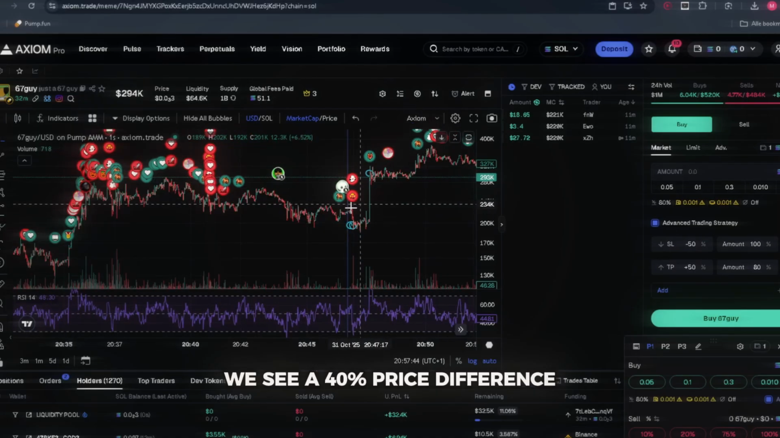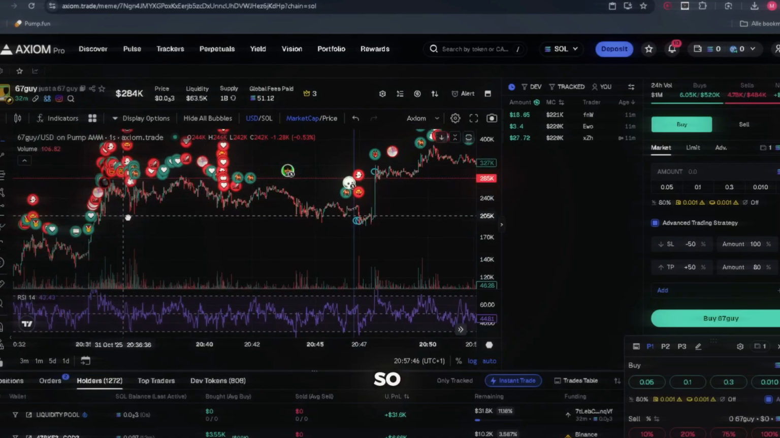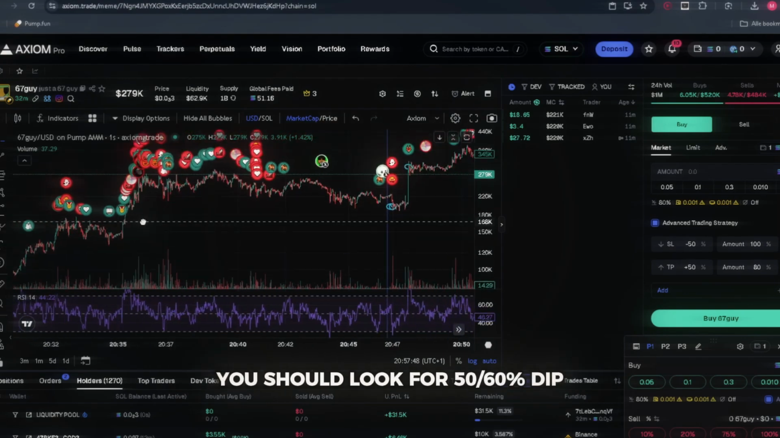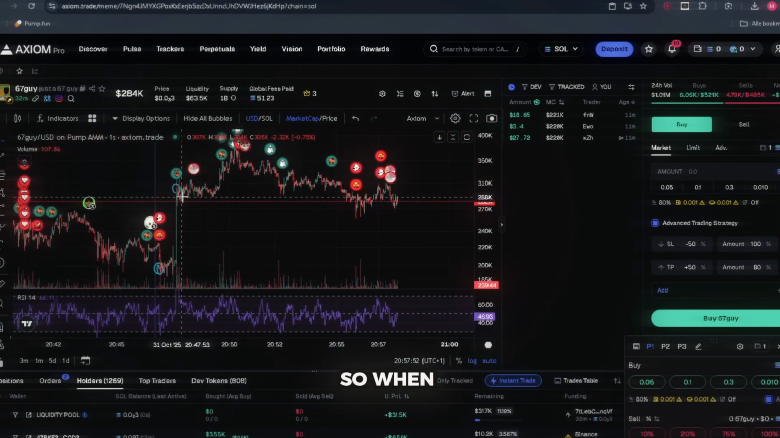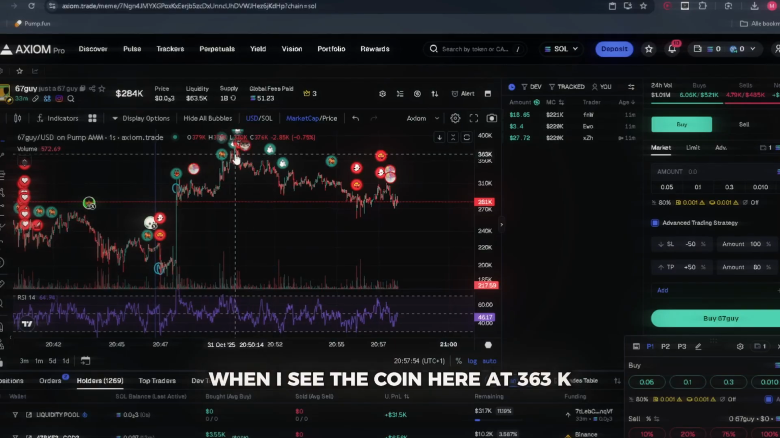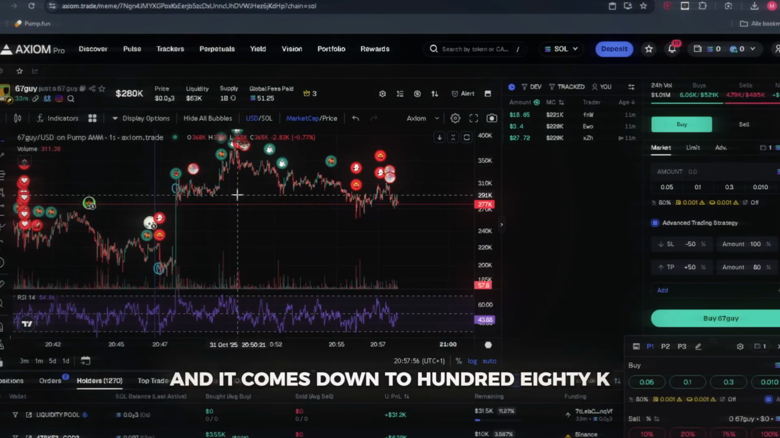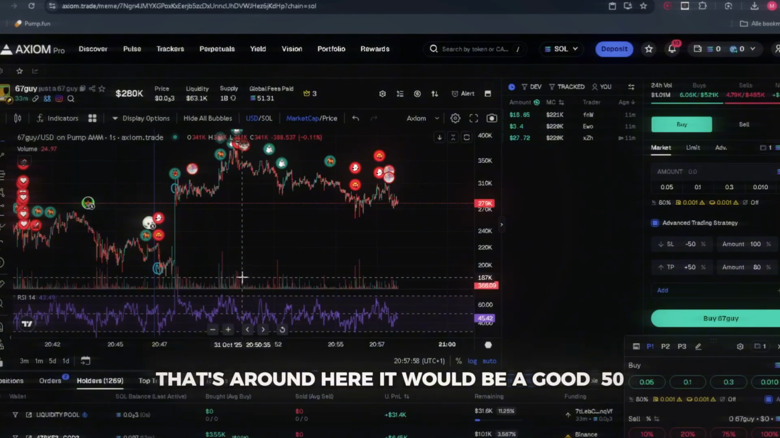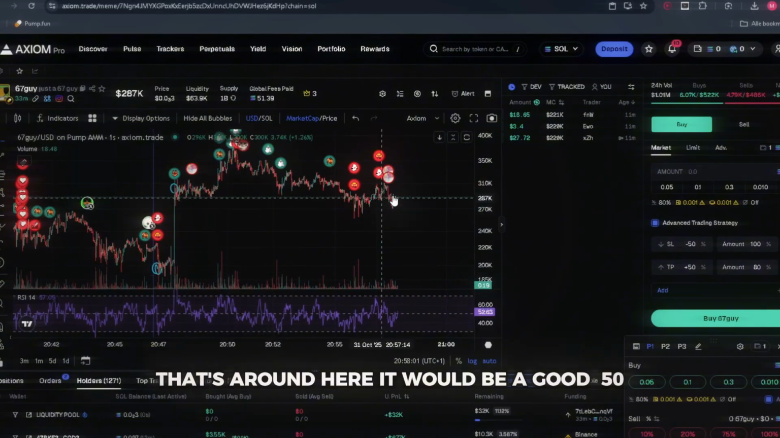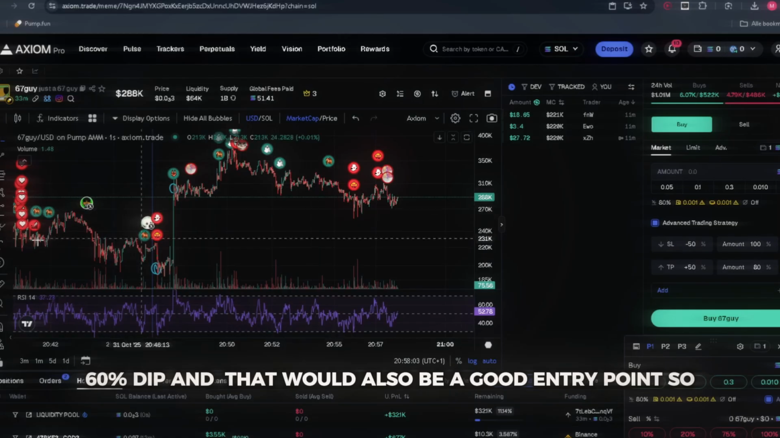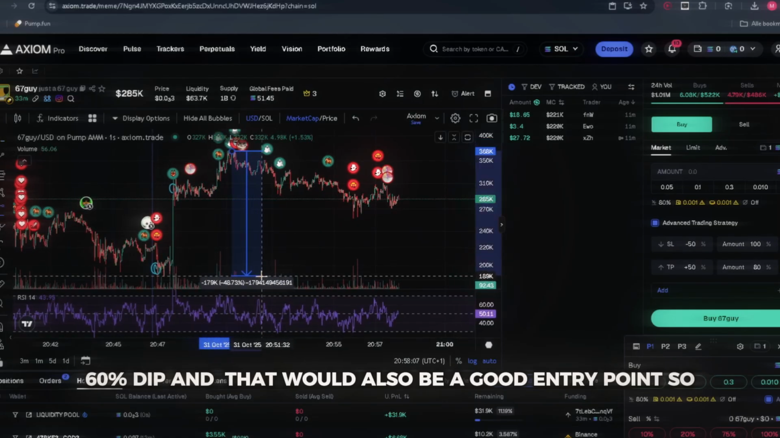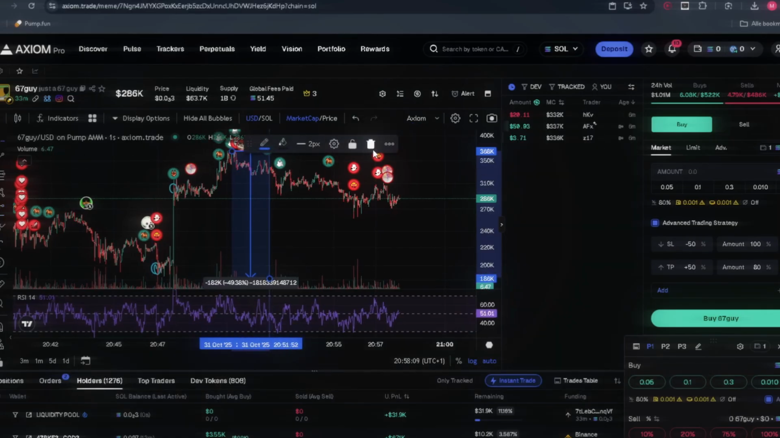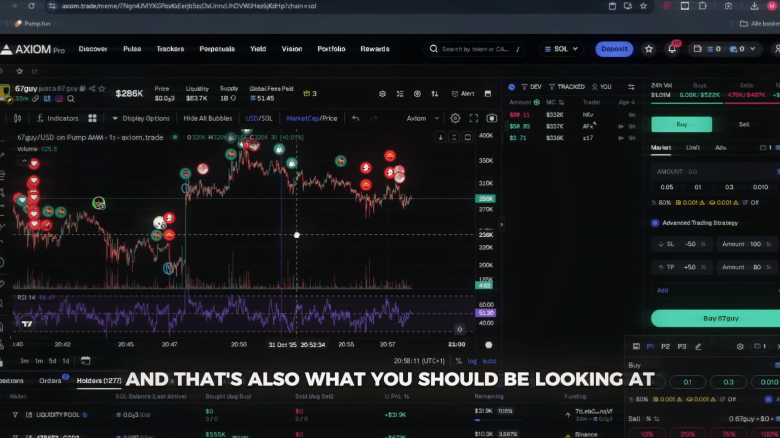We see a 40% price difference. So when it comes to trading meme coins, you should look for a 50-60% dip. So when I see the coin here at 363k and it comes down to 180k, that's around here, it would be a good 50-60% dip, and that would also be a good entry point. And that's also what you should be looking at.